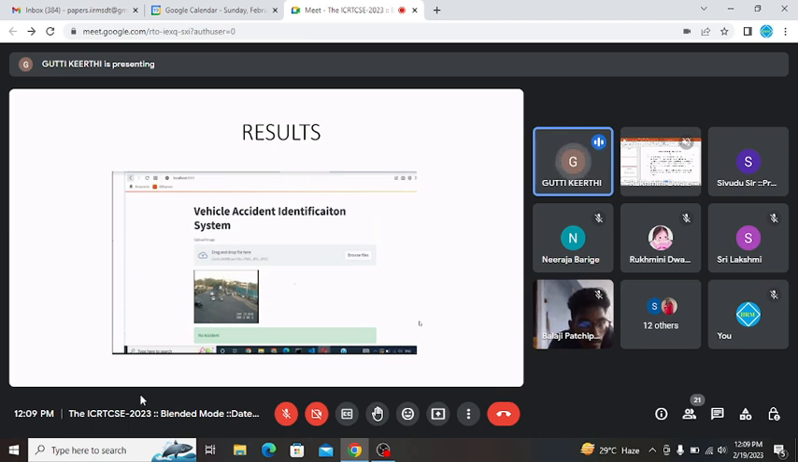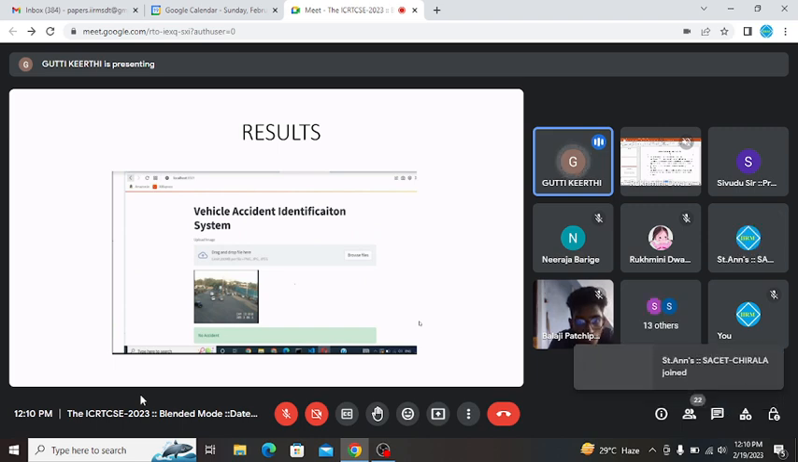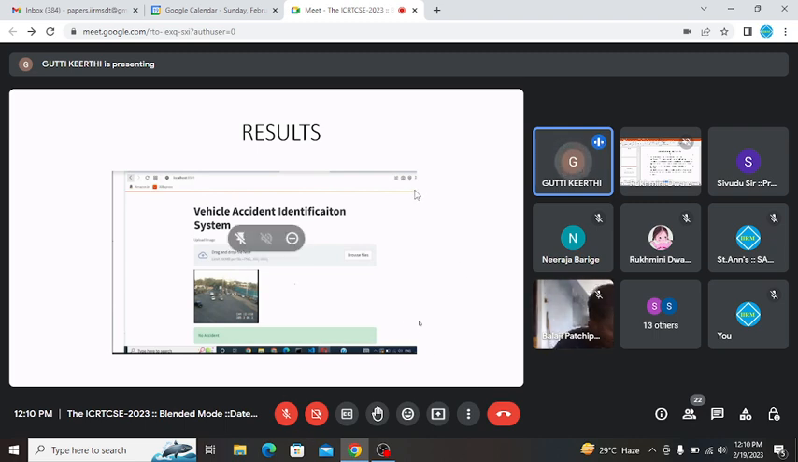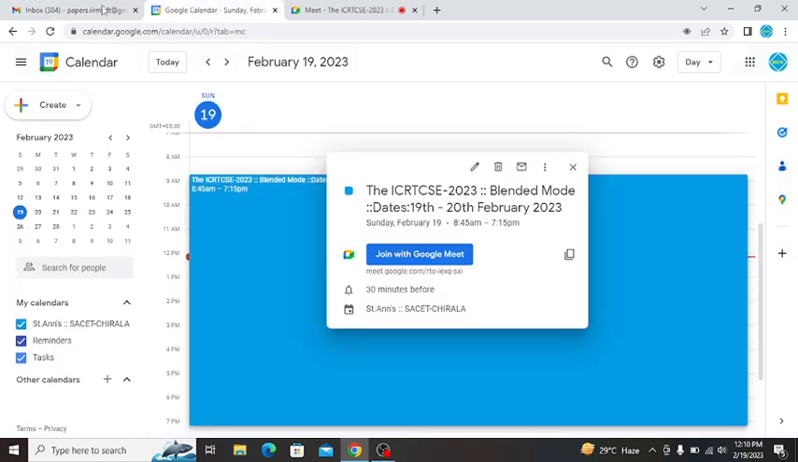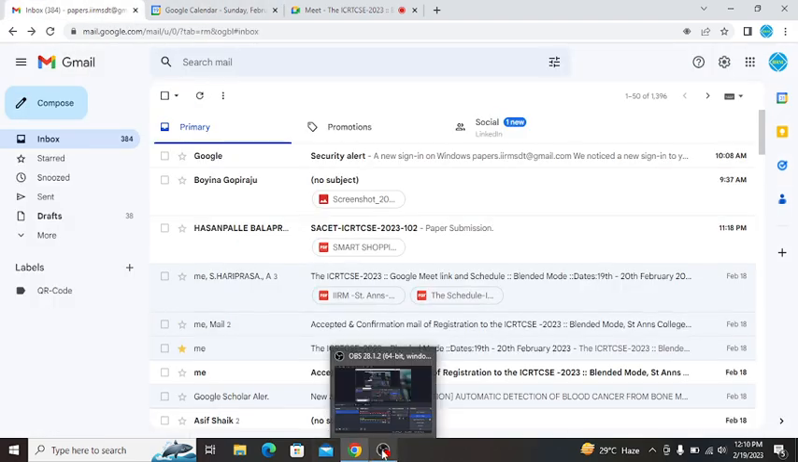This is the result of our project. Here we can drag and drop files. In this we can browse images and then upload an image to this web application. Then it will find whether it was an accident or not. Our limit for the image is 200 MB, in the format of JPG.